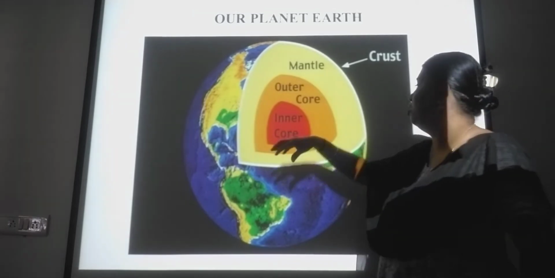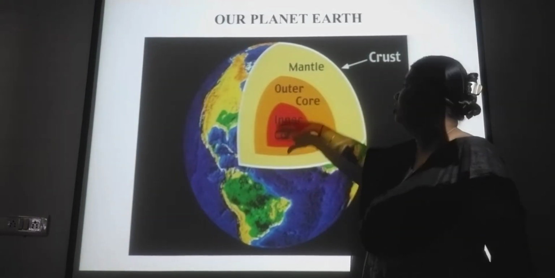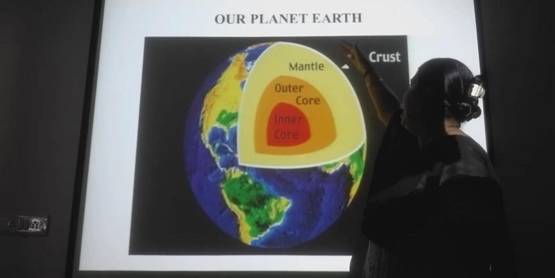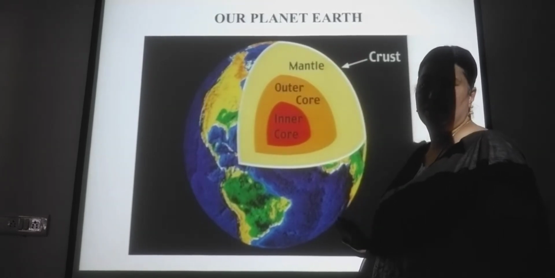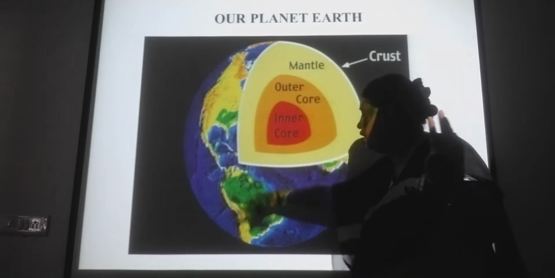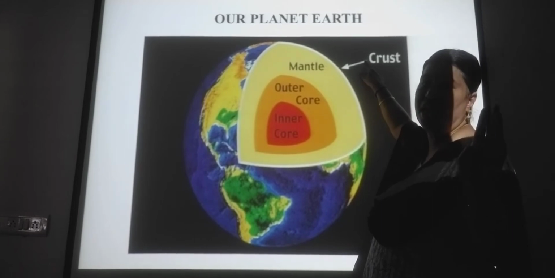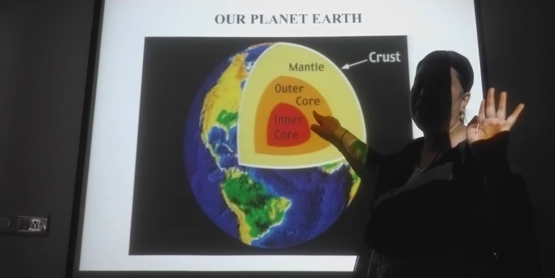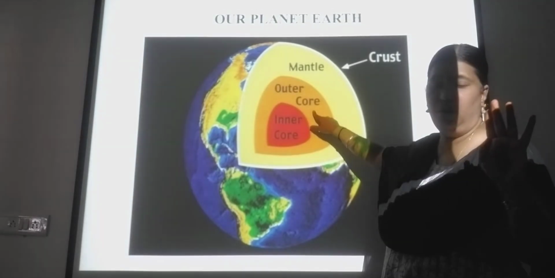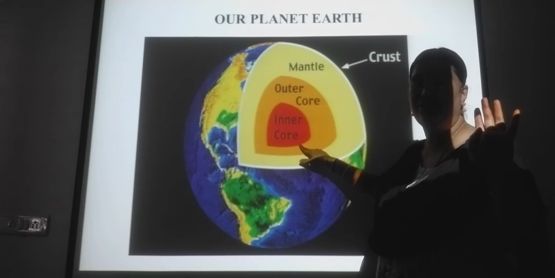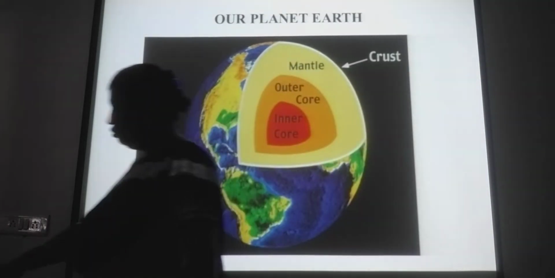Understood, children? So, this is the inner core, this is the outer core, then you have the mantle and the outside is the crust. Right, children? So, let me revise it once again. The outer layer of the earth is called the crust. The second layer is called the mantle. The third layer is called the outer core. The fourth layer is called the inner core. Understood, children? Right. So, let us look into it further.